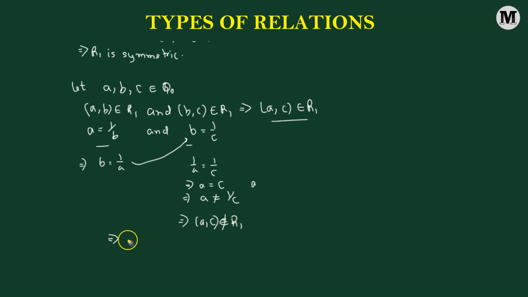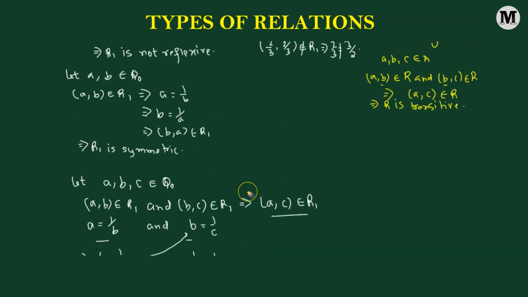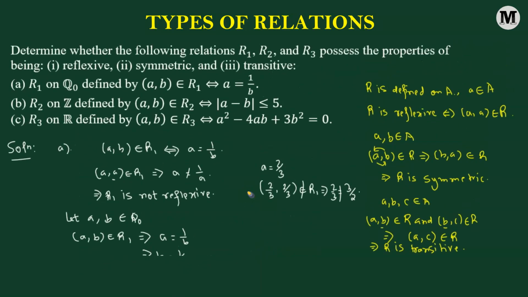That means it fails the test for transitive. So here our relation R1 is not transitive. This is not a transitive relation on the set of non-zero rational numbers. So here we have shown that the relation R1 is only symmetric. It is not reflexive and it is not transitive.